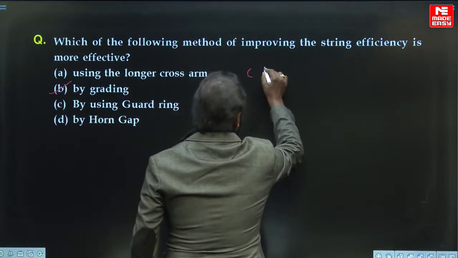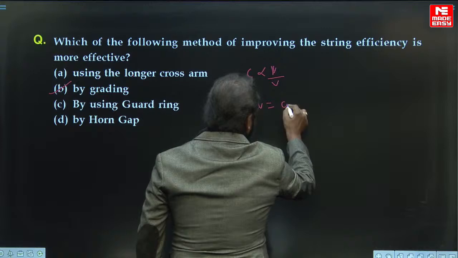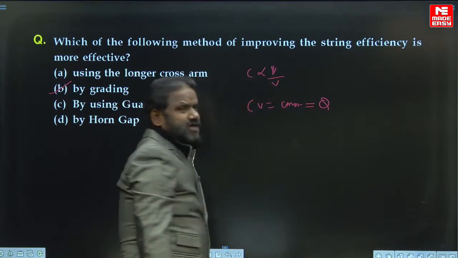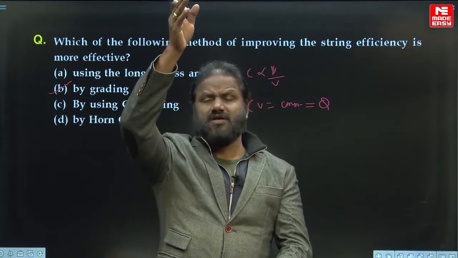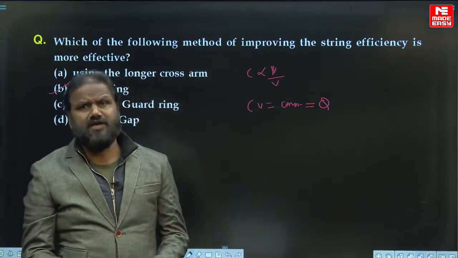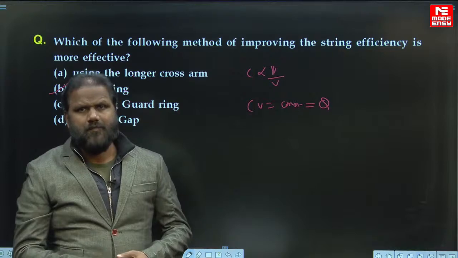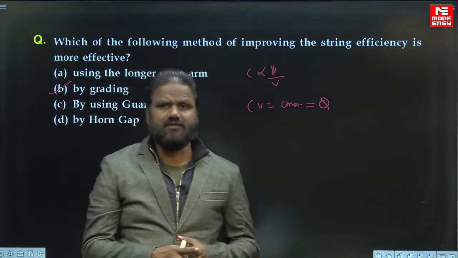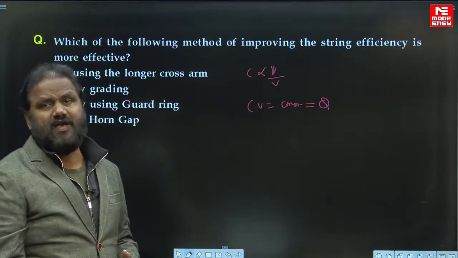So we know one thing that C is inversely proportional to V. Therefore CV is constant. CV is equal to Q, so Q constant means charge constant, which means current constant. Current constant means the current through all the discs will be the same. What does it indicate? It indicates that the bypassing current or the shunt capacitance effect is negligible, nullified. Shunt capacitance nullified means the maximum string efficiency is possible.